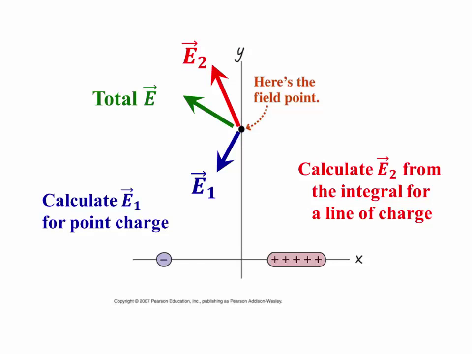As an example, here I've got both a point charge and a little line charge. E1 is the field produced by that negative point charge in the lower left, it's shown in light blue. E2 is the field you get by doing an integral over the charge distribution of that little rod, that's shown in red. The final answer is the total field E, that's the vector sum of E1 and E2.